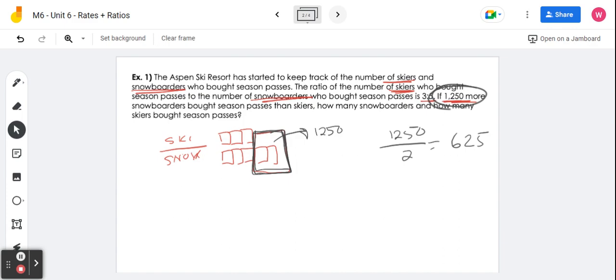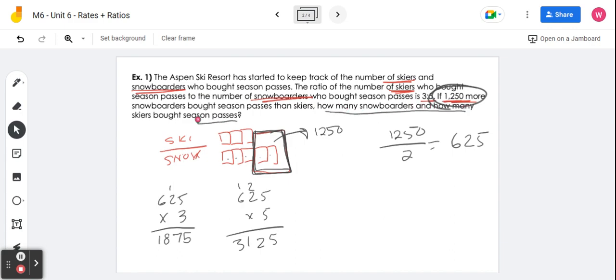So for our skiers, we have 625, and there's 3 pieces of tape, so times 3. So there's a total of 1,875 skiers. And then for the snowboarders, it'd be 625, and there's 1, 2, 3, 4, 5 pieces of tape. So that represents 3,125 snowboarders. Our question asks, how many snowboarders and how many skiers bought season passes? Well, here are the skiers, here are the snowboarders.